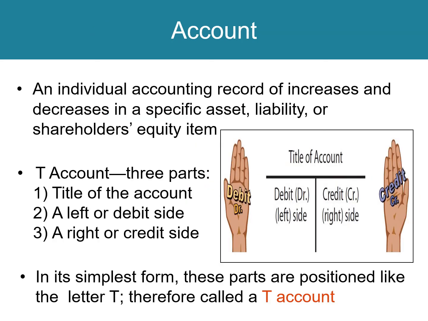The account. An account consists of three parts. One, the title of the account. Second, a left or a debit side. And third, a right or a credit side. Debit simply means left, and credit simply means right. Because the alignment of the three parts of an account resembles the letter T, it is referred to as a T account. A T account is also known as a general ledger account.